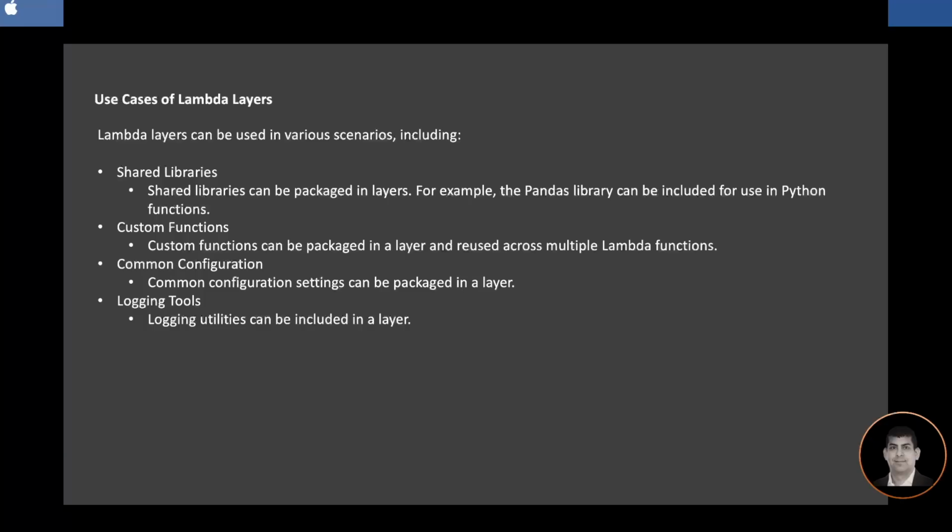Custom function is another use case. You can have a custom function packaged in a layer and reused across multiple Lambda functions. This is actually the scenario that we will be doing in the hands-on, right? And then there is common configuration that you can include in a layer. Logging utility: you may have a class, a logging utility, that can be included in a layer, and then it can be used by multiple Lambda functions.